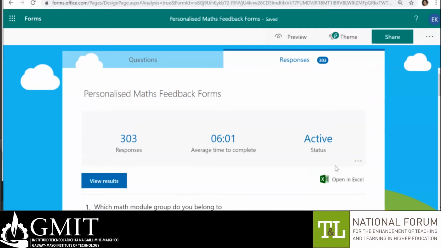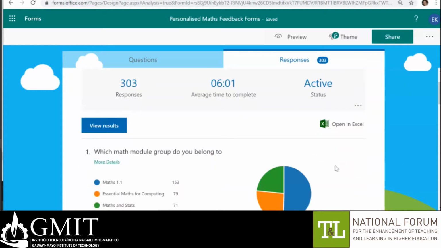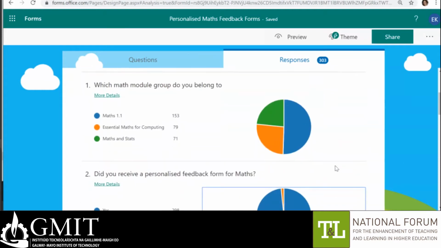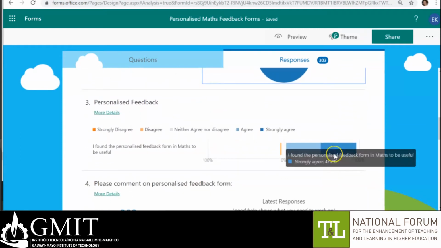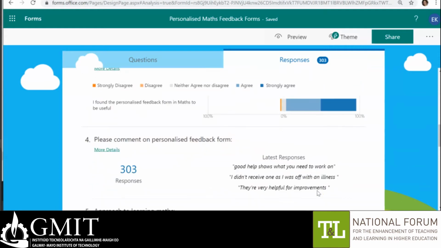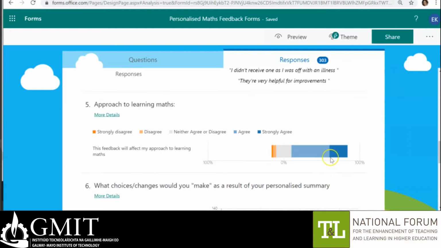A survey of first-year maths students, which received 303 responses, found that 95% of students successfully received the sheet, so the system was working, and a large majority of students agreed that this feedback was very useful, either agreeing or strongly agreeing in the survey. A large majority, although not every student, reported that it would change their approach to how they were studying maths.